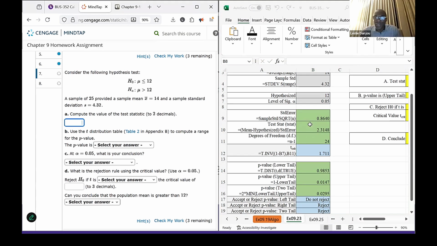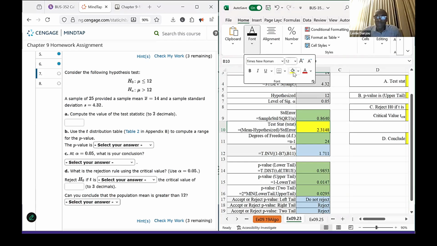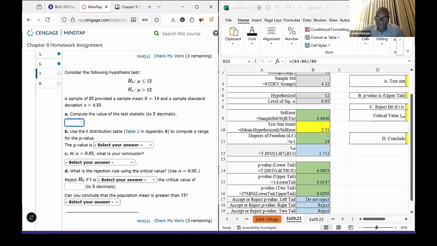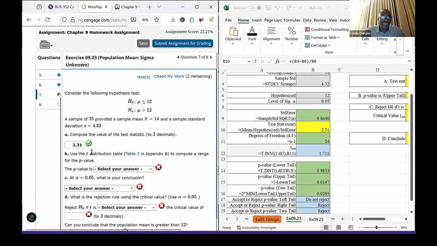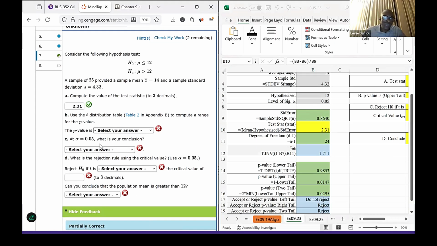Right here, I'm going to yellowfy it. This is your test statistic, and they want two decimal places. You know how to do it. Move it over two decimal places, please. So 2.31. Check your work. Make sure you're good. Yes, sir. These you can get.